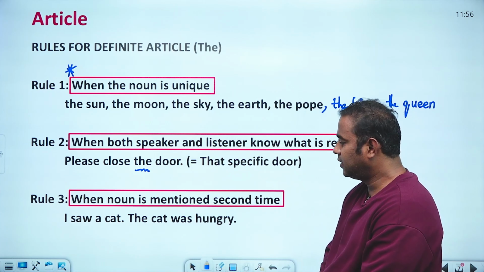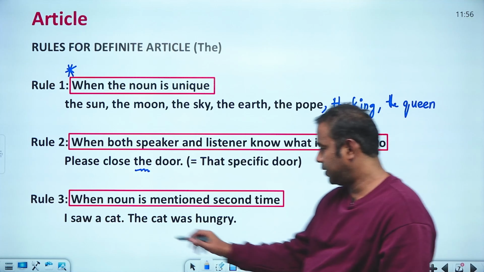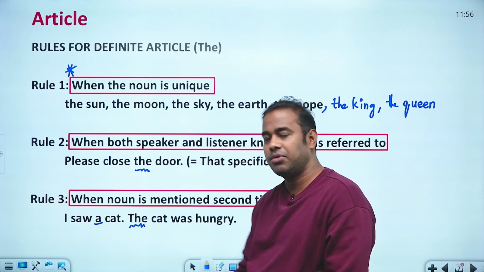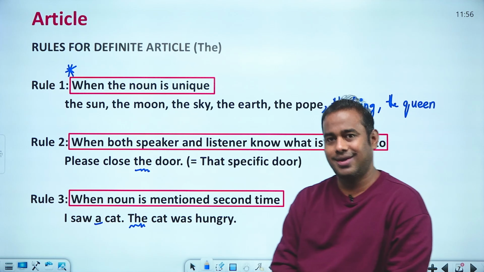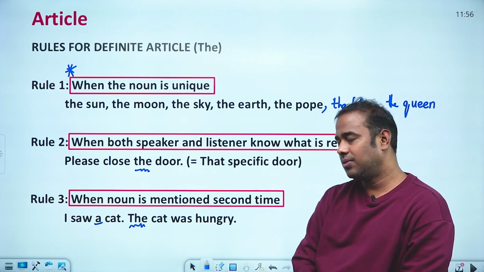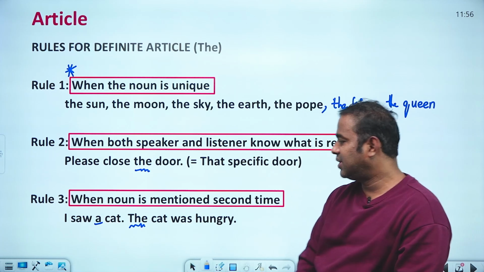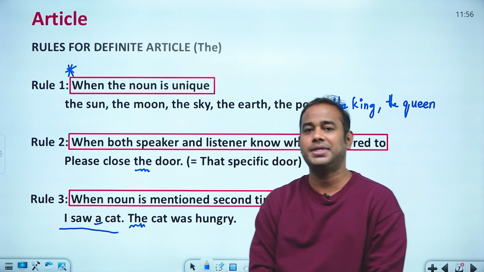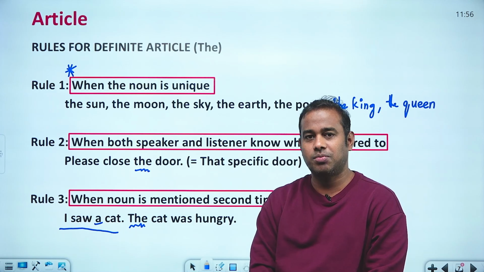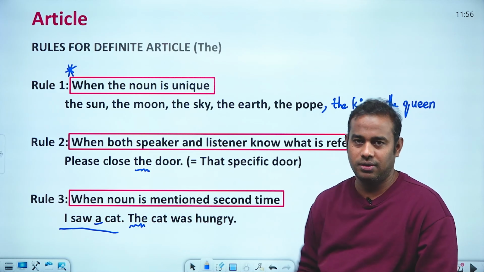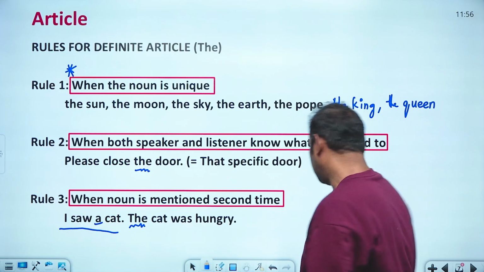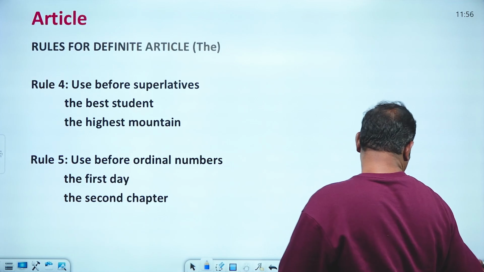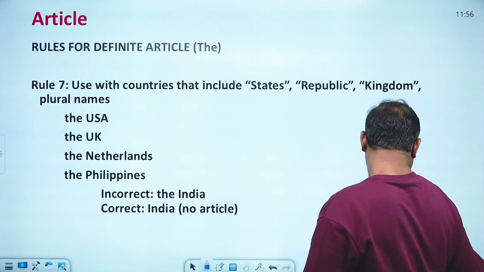Okay, when the noun is mentioned for the second time: I saw a cat, the cat was hungry. Look here, I saw a cat. The first time you have used a, then the second time you are using the. I saw a cat, the cat was hungry. Once you have established what you are talking about, what your point is, then you can use the as a definite article. So this is the second point. This is the third rule here. Likewise, we have the fourth rule, fifth rule. I think seven rules are there here.